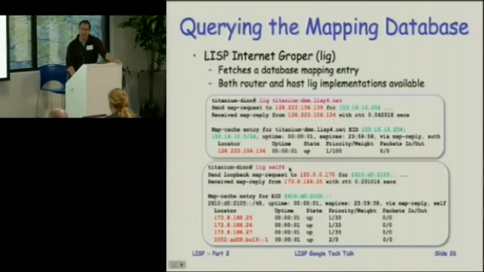You can actually LIG yourself, and you can do it for IPv6. This is basically saying, am I registered to the mapping database? This is me LIGing at my house for my IPv6 EID, and what I get back is a map reply for myself saying I have 3 locators on Comcast, and this 6-to-4 tunnel is an IPv6 locator. So it shows you how it doesn't matter what the address type is. Okay?